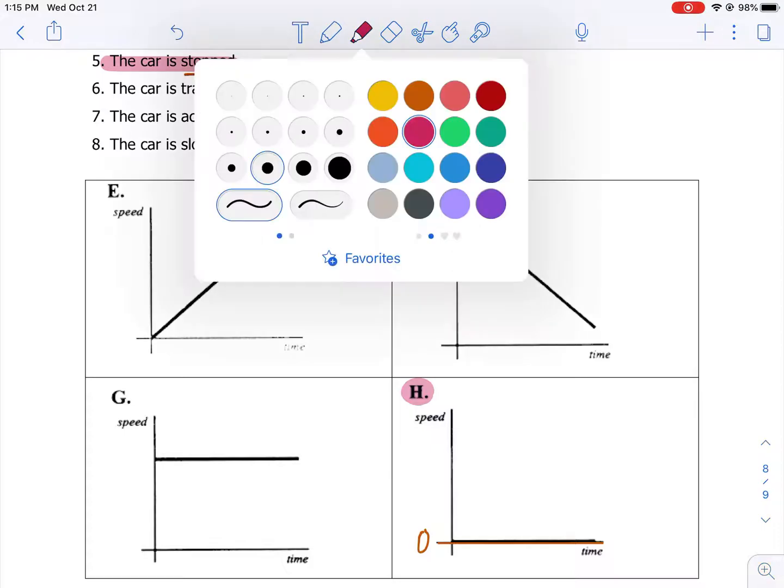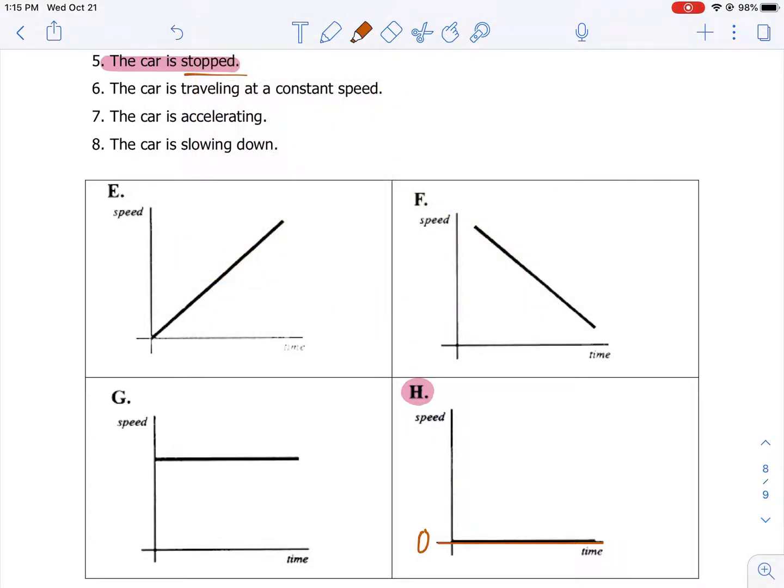Which one of these graphs shows that the car is traveling at a constant speed? E, F, or G? If you said G, you are correct. This graph shows that the car is traveling at a constant speed. Remember, a straight horizontal line means the speed is not changing or constant speed.